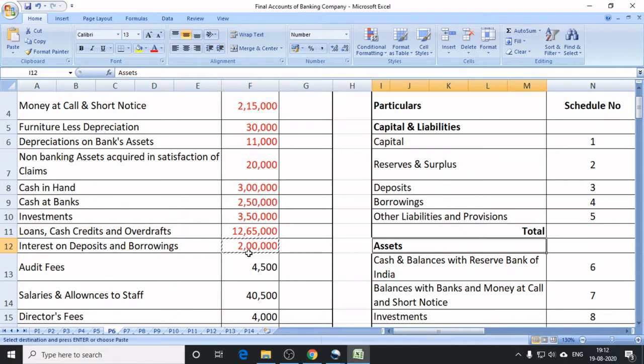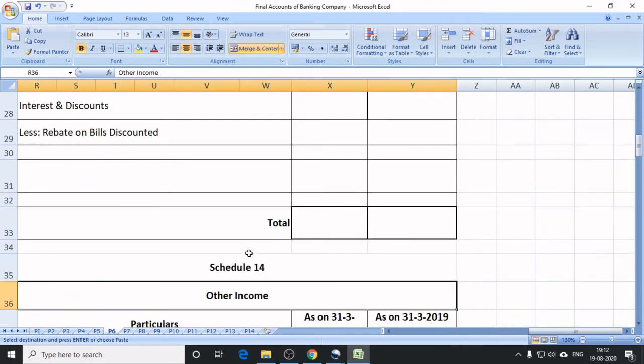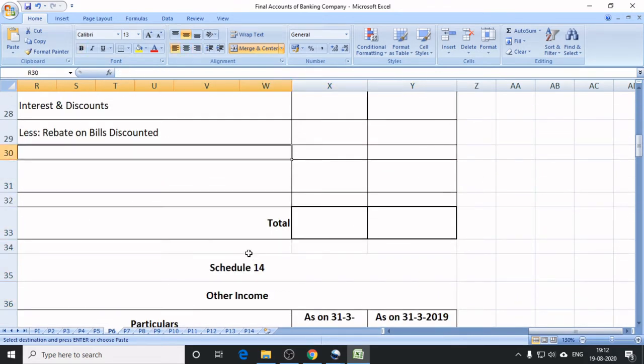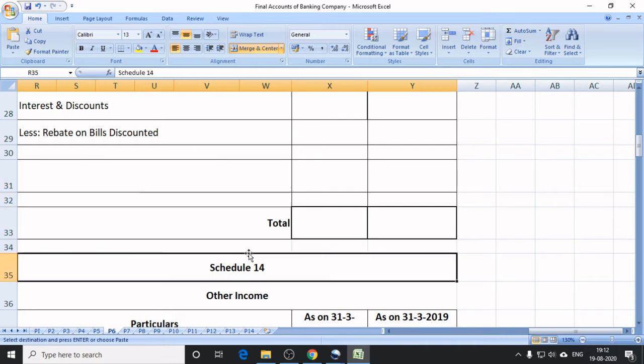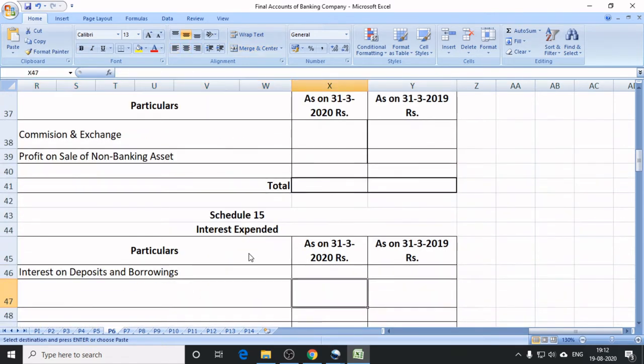And for recording interest rate expenses, we have schedule number 15, interest expended. It is not income of a bank, it is an expense of a bank. 2 lakh rupees, interest on deposits and borrowings.